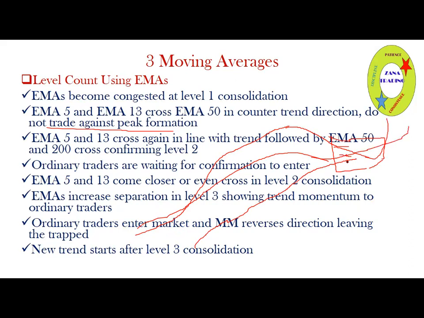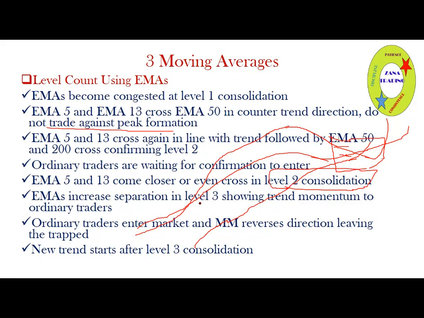And then that's when you find the 50 200 cross after level 2. So MA5 and 13 cross again in line with the trend, followed by MA50 and 200 cross, confirming level 2. Then ordinary traders are waiting for confirmation to enter. The MA5 and 13 come closer or even cross in level 2 consolidation. So in level 2 consolidation, 5 and 13 can still cross, but they will rarely cross 50 and 200.